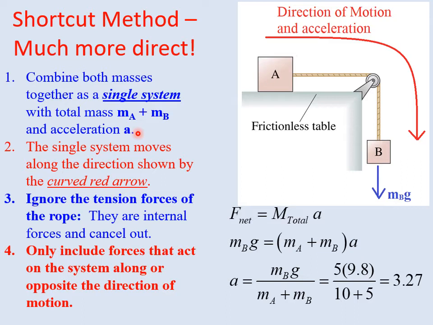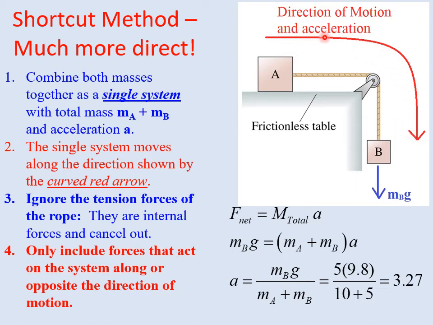So there's only one acceleration in this problem. All right, the single system moves along the direction shown by the curved red arrow. Normally, we think about directions as either A is moving horizontal and B is moving vertical. Well, what we're going to do here is consider the direction of our system. It moves to the right up here and it moves downward here. So we sort of have a curved direction.